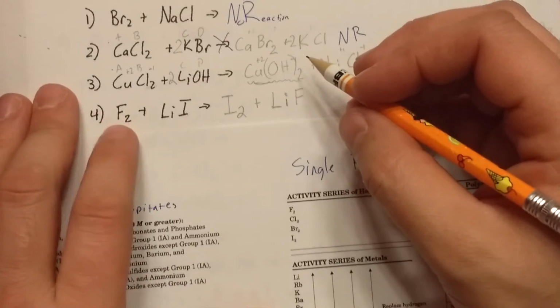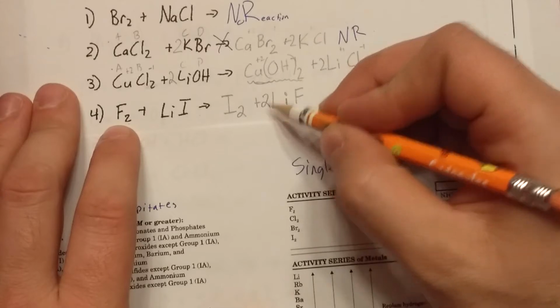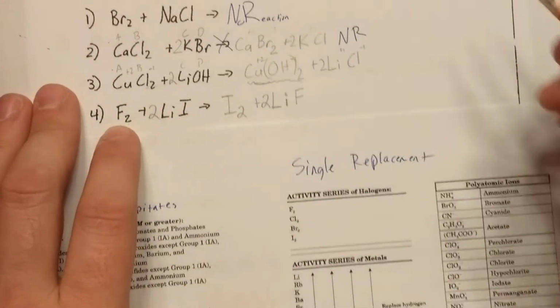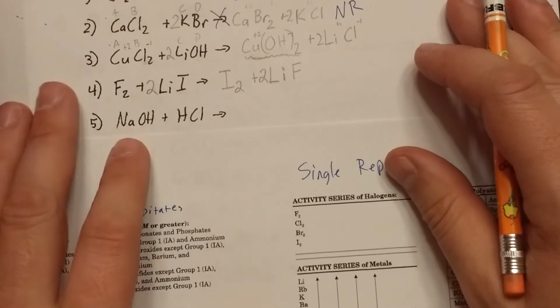Now, I know there was a 2 over here. We don't just stick a 2 down here. The 2 goes out in front to balance it with another 2 right there. So that's another single replacement.